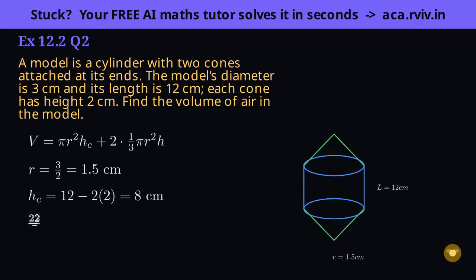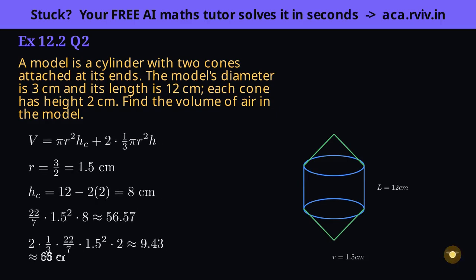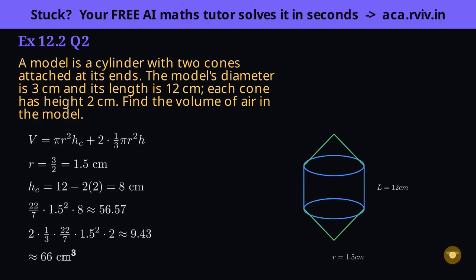Cylinder volume is pi r squared times its height 8, about 56.57 cubic centimeters. The two cones together, 2 times 1/3 pi r squared times each cone's height 2, about 9.43. Small, because a cone holds only a third of its cylinder. Add the cylinder and the two cones for about 66 cubic centimeters of air.